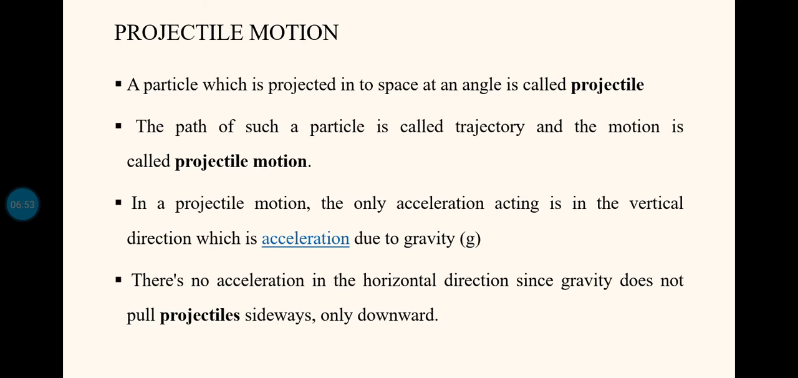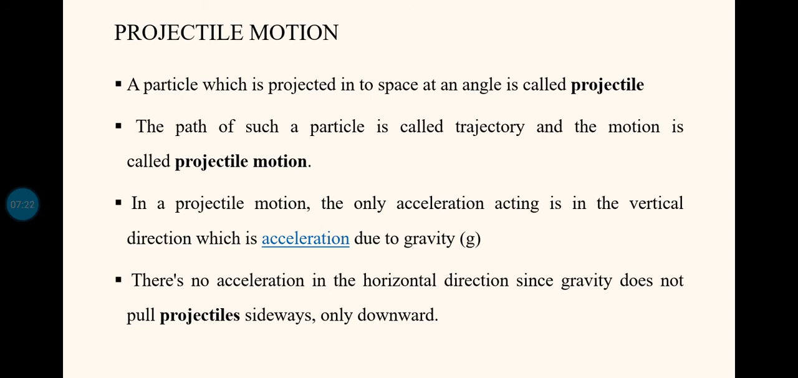Next one is the important one, projectile motion. A particle which is projected into space at an angle is called a projectile. So far we have seen only vertical motion, motion with gravity. Here we have considered straight line motion. Now we will be moving into curvilinear motion, that is projectile motion. A particle which is projected into space at a particular angle is called the projectile. The path of such a particle is called a trajectory, and the motion is called projectile motion.